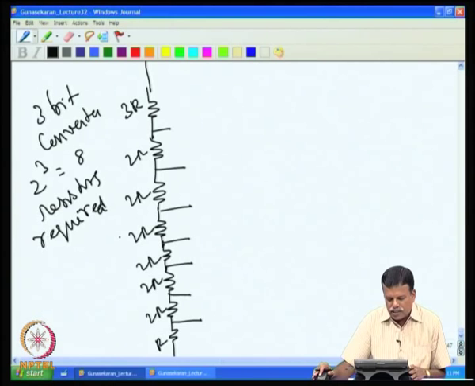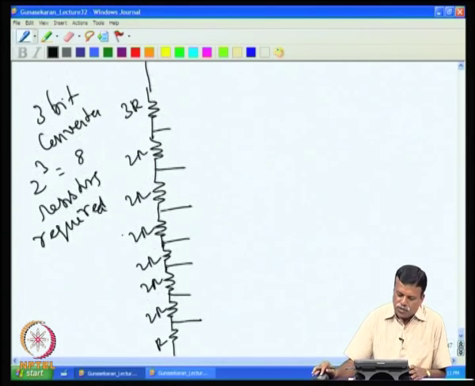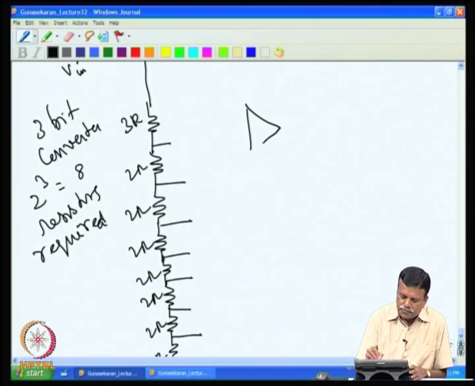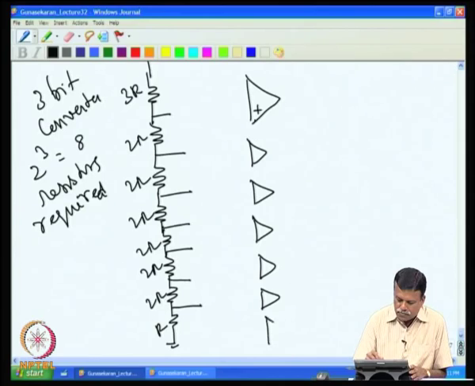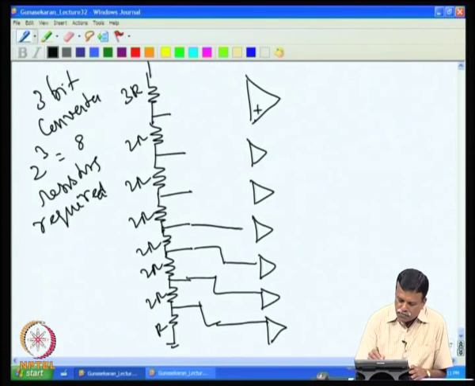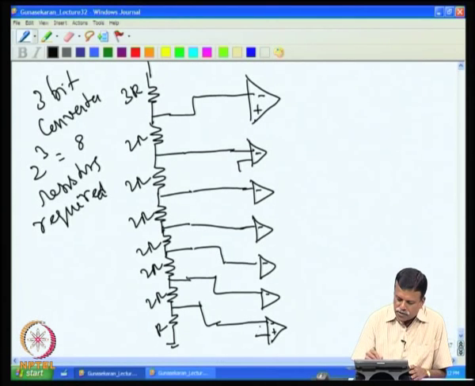So, the input is divided into 8 different parts using these resistors. Then each one is connected to a comparator. So, you have 7 comparators. Each one is connected to one input. All say for example, connected to the minus inputs, then you have a plus input. So, the plus inputs are all actually connected to V reference. There is no reason why the other way it cannot be connected, it can even be connected to plus.